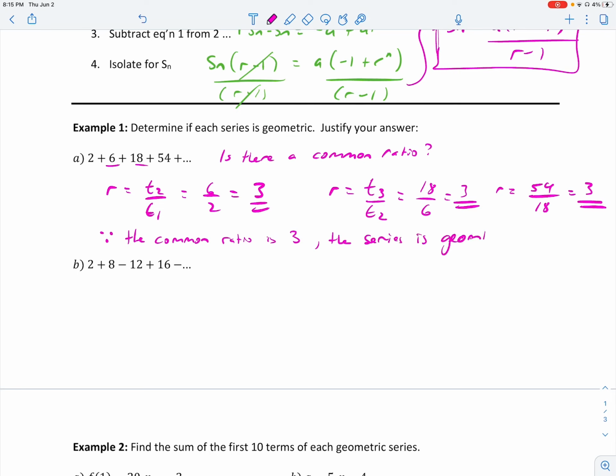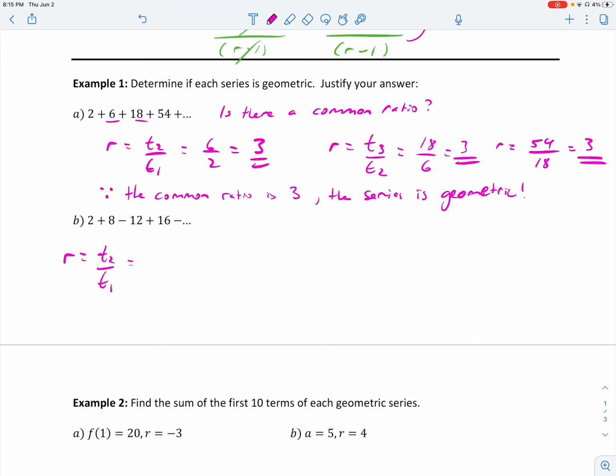Okay, now the second one, do we still have that common ratio? So let's try t2 over t1. 8 over 2, we get 4. Okay, let's try the next two. So we'd have negative 12 over 8. That's definitely not 4. That's negative 1.5. So therefore, we already know it's not geometric. Let's just try one more. 16 over negative 12. That's 8 over 6, which is about 1.3, and that'll also be negative.